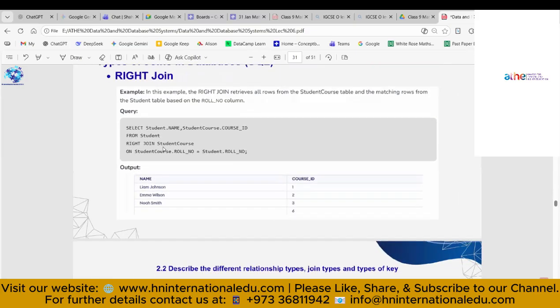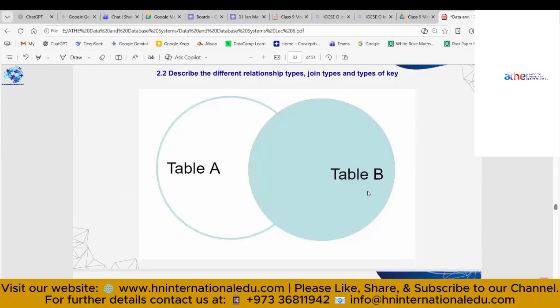It looks like this. Okay, so in this example, the right join retrieves all rows from the student course table, and the matching rows from the student table based on the roll number column. So you can see for this course ID 6, there is no student. That means it's a null value. And this is how it looks.